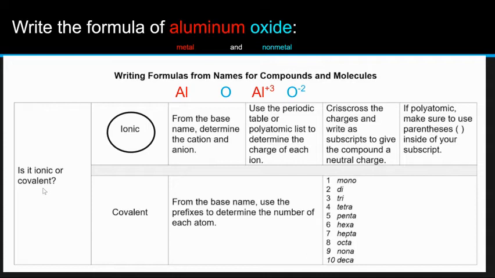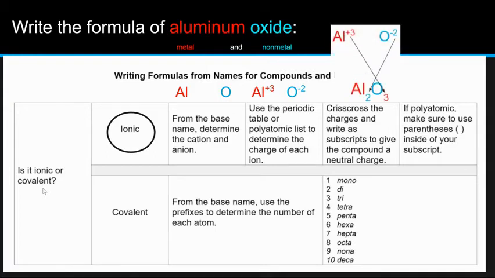And if we crisscross to get our formula, the +3 charge on aluminum is going to become a 3 subscript on oxygen. The -2 charge on oxygen will become a 2 subscript on aluminum. This formula tells us we need 2 aluminum atoms to combine with 3 oxygen atoms. Final formula of Al2O3.